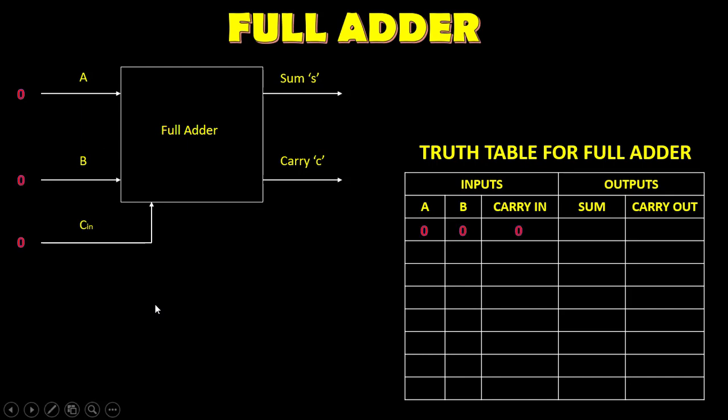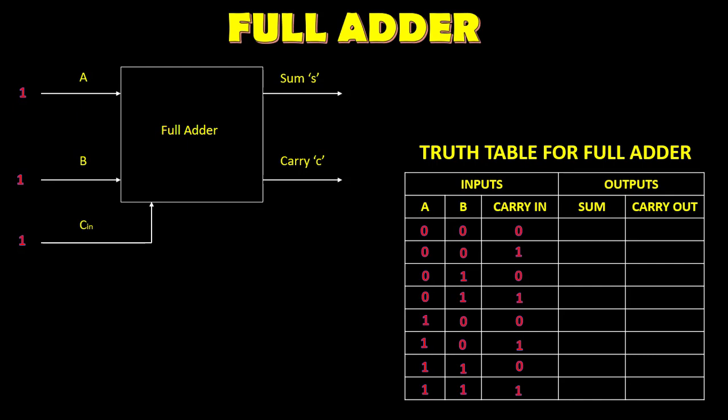It could be 0, 0, 0; 0, 0, 1; 0, 1, 0; 0, 1, 1; 1, 0, 0; 1, 0, 1; 1, 1, 0; or 1, 1, 1.